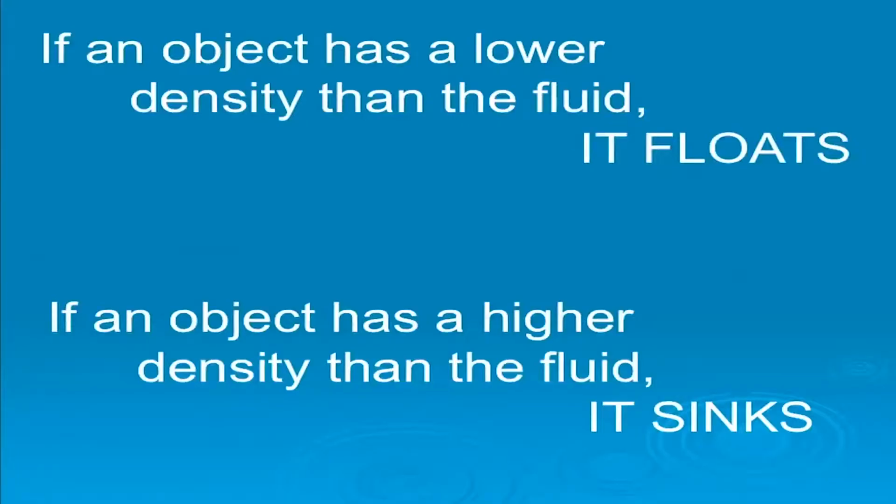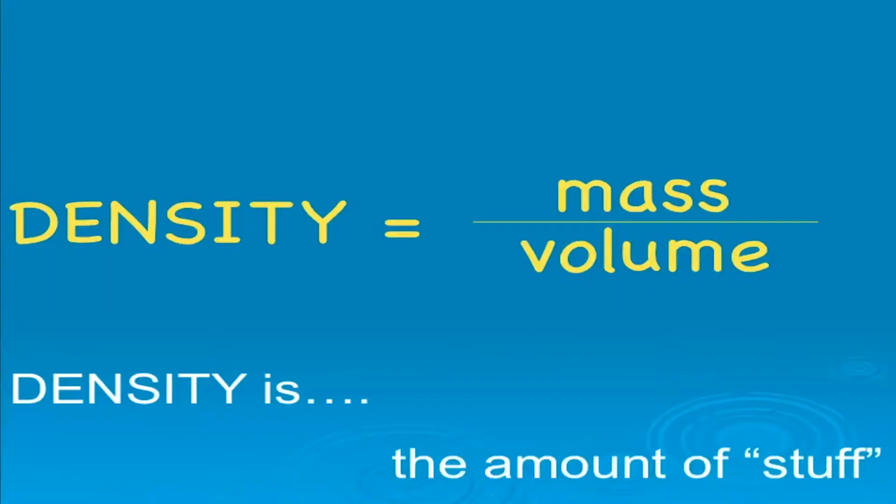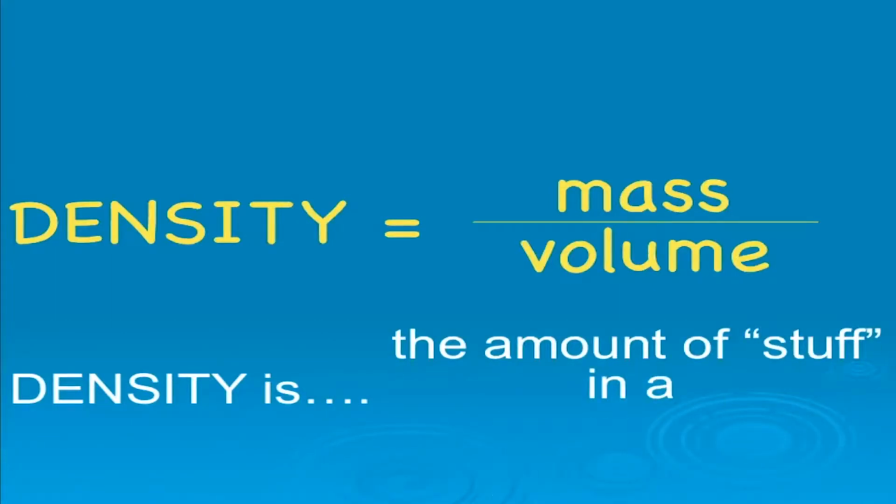So to figure out an object's density, you need to know two things. What are its mass, the amount of stuff that it's made of, and its volume, the amount of space it takes up. Density is the amount of stuff in a given space.